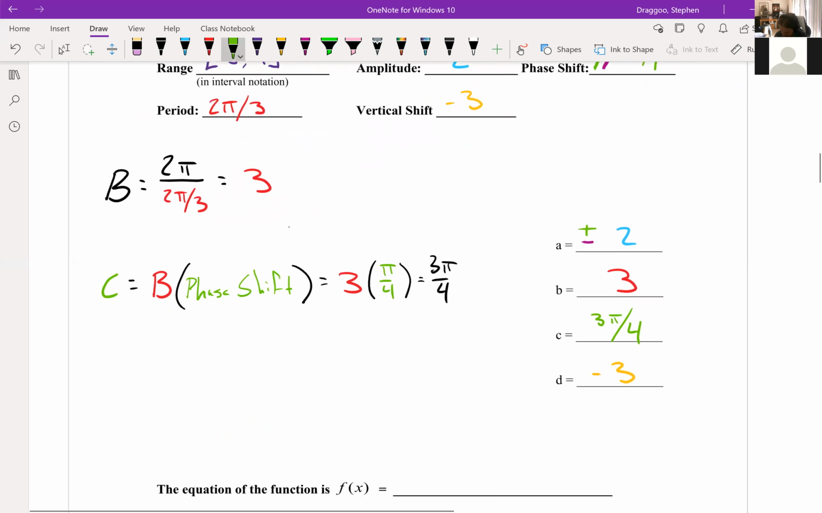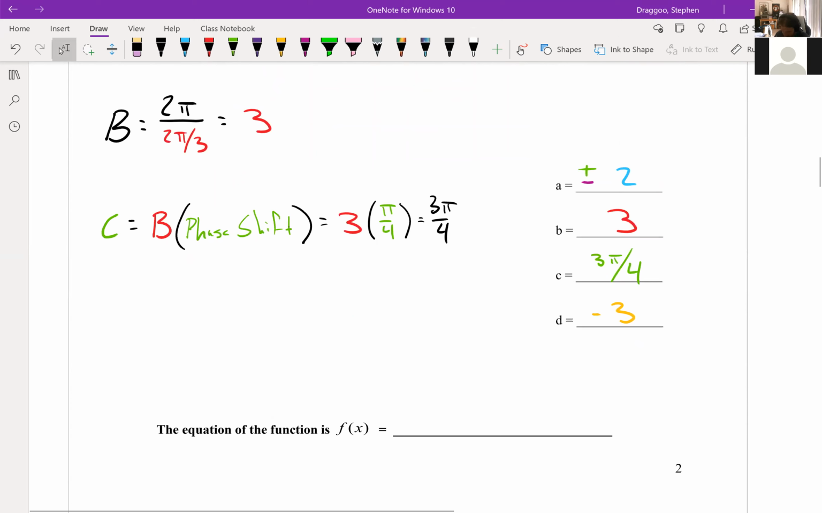So the final step is to write out an equation for f, which ours should come out to +2 cosine of 3x minus 3 pi/4 minus 3.